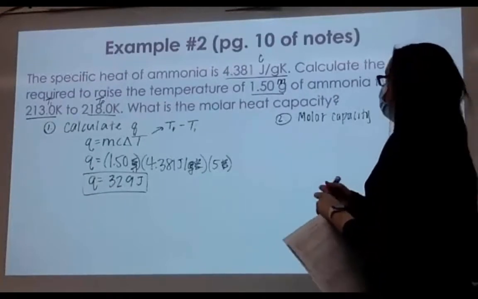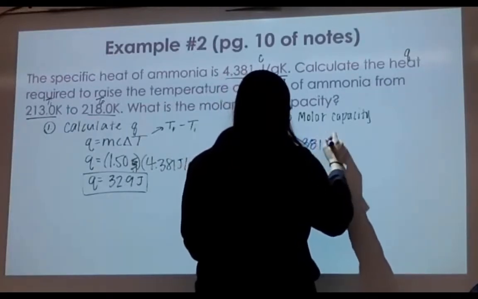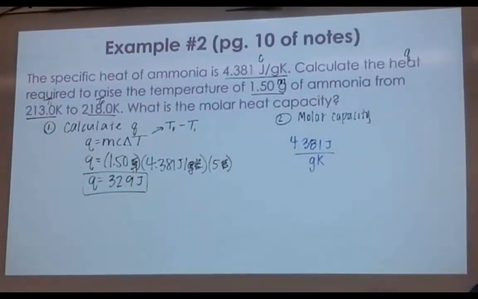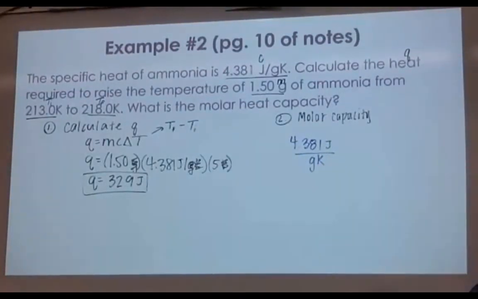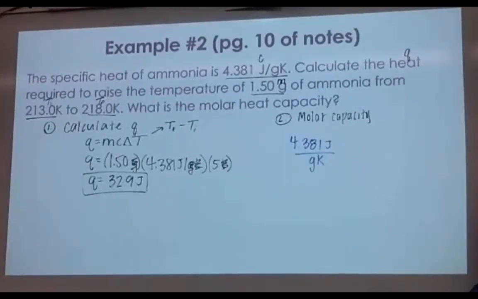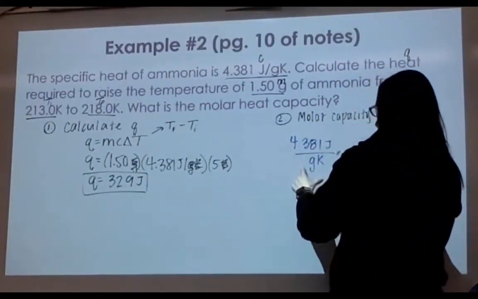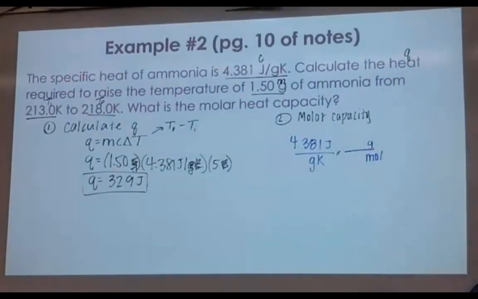I'm going to start with specific heat. I'm just going to write it out. 4.381 joules per gram times Kelvin. That's specific heat. Molar heat just means instead of grams, we should put in moles. And so what that means is I want to cancel out the grams and put moles in its place.